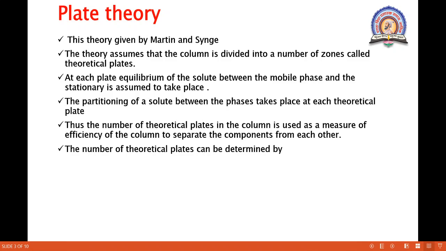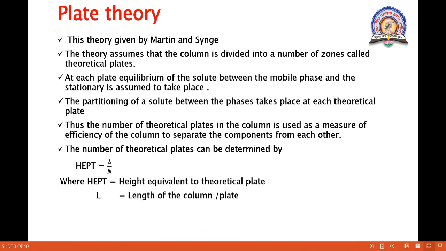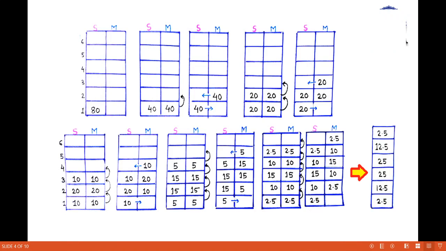The number of theoretical plates can be determined by this formula: HETP is equal to L by N. So what is that HETP? HETP is nothing but the height equivalent to the theoretical plate. Instead of HETP, in some books it is given only as H. L is the length of the column or the length of the plate, and N is the number of theoretical plates. So by this formula we can find out the number of theoretical plates present in the column.